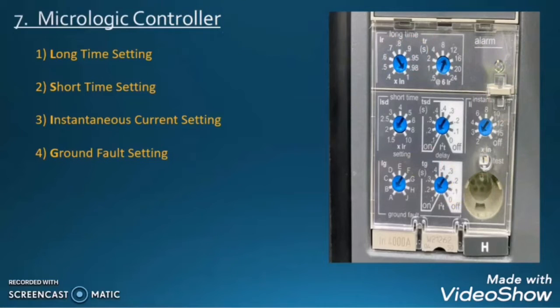There are a total of 4 settings on a Micrologic controller: long time setting, short time setting, instantaneous current setting, and ground fault setting. You can see here long time setting, short time setting, instantaneous setting, and the ground fault setting. So let us discuss one by one to understand these settings of a circuit breaker. This is the very important part of this video.